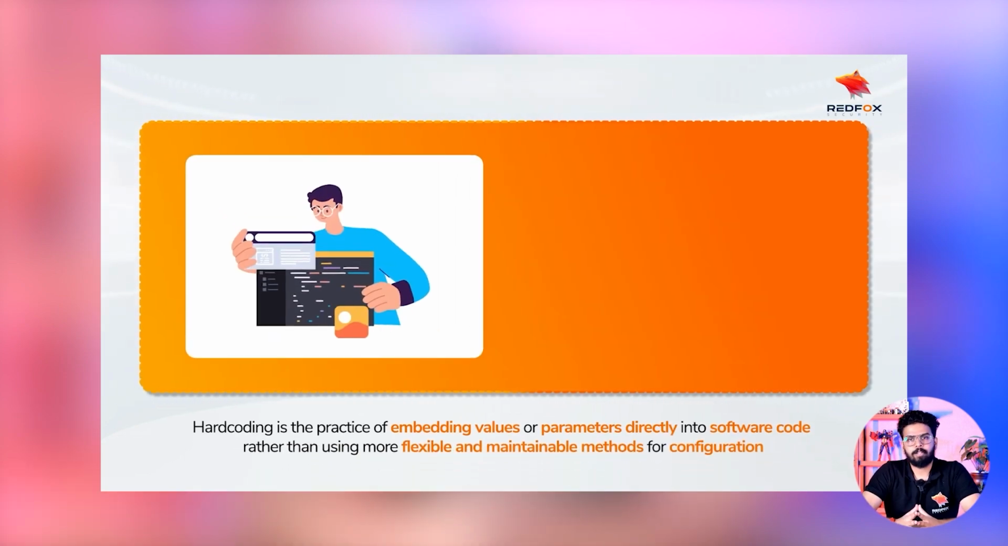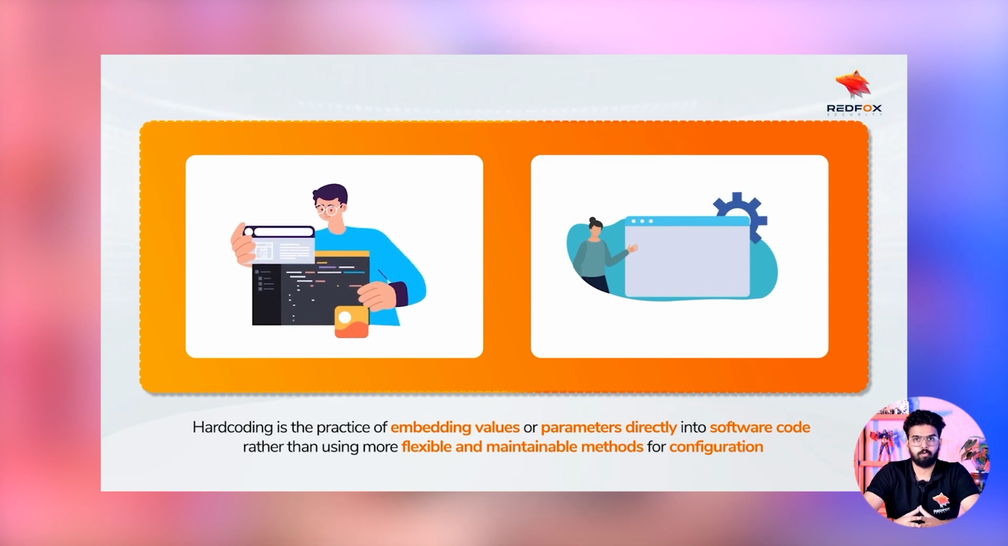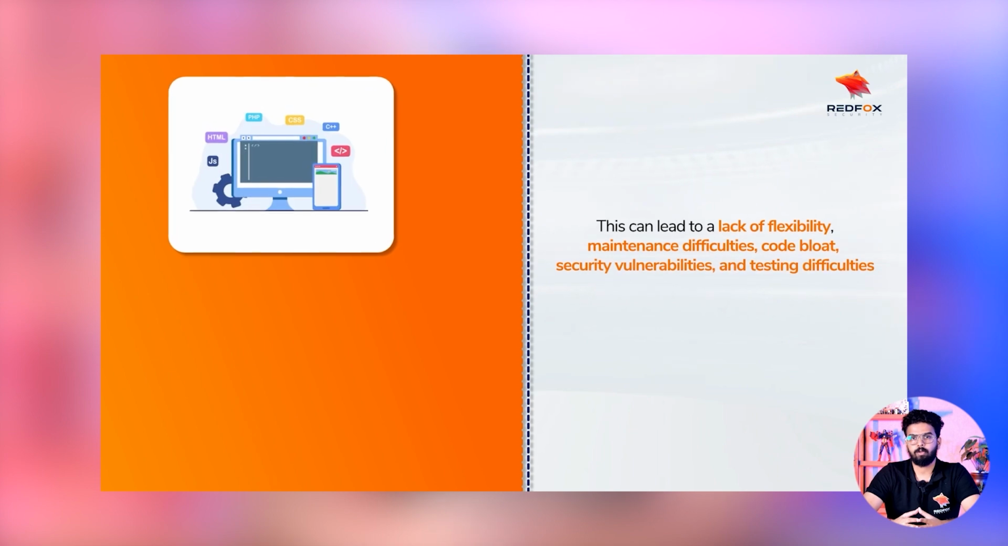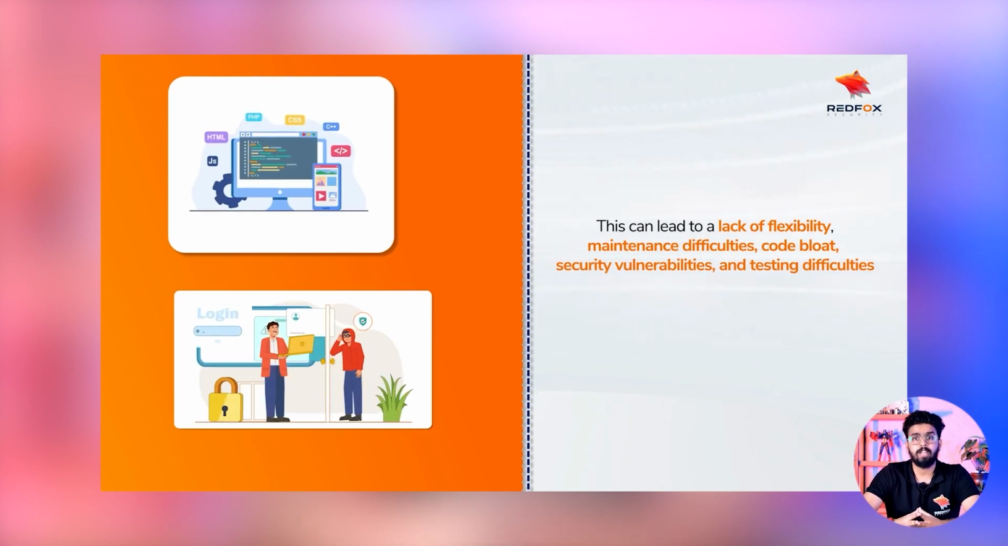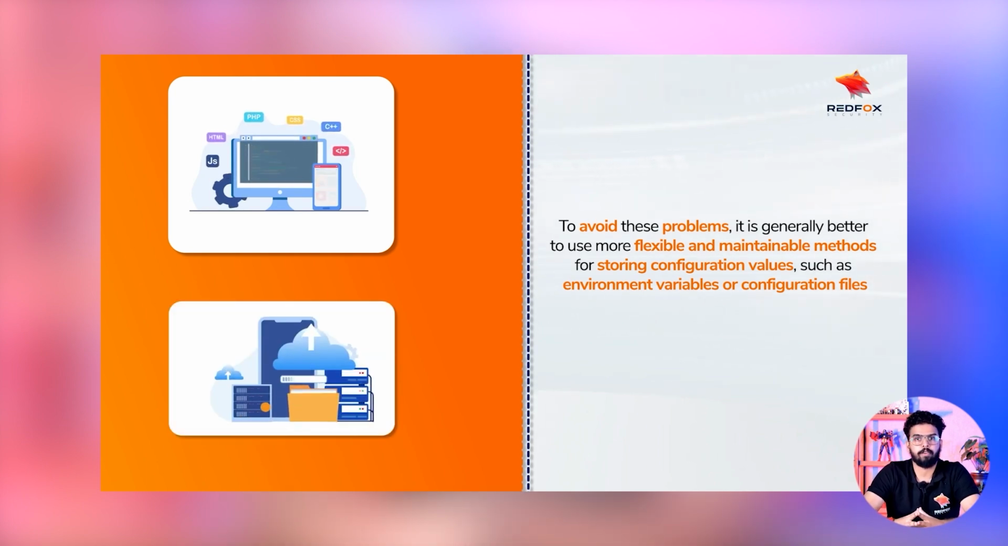Hard coding is the practice of embedding values or parameters directly into software code rather than using more flexible and maintainable methods for configuration. This can lead to a lack of flexibility, maintenance difficulties, code bloat, security vulnerabilities, and testing difficulties. To avoid these problems, it is generally better to use more flexible, maintainable methods for storing configuration values, such as environment variables or configuration files.